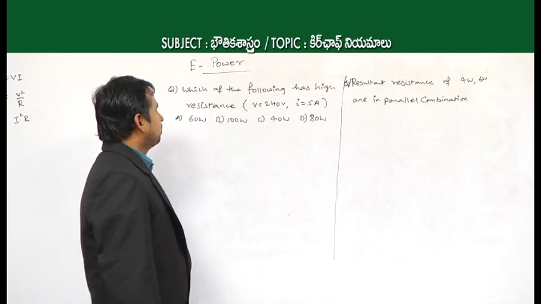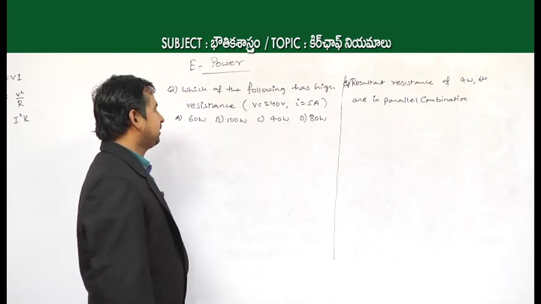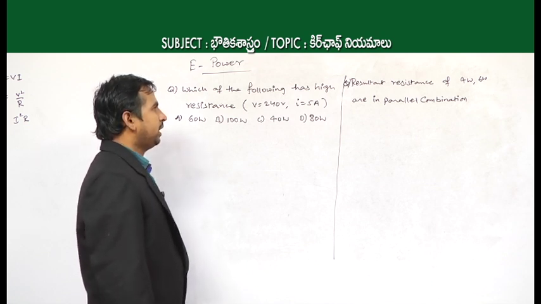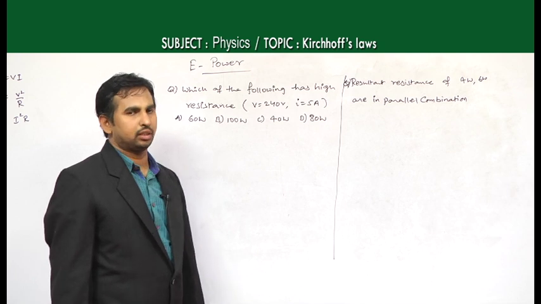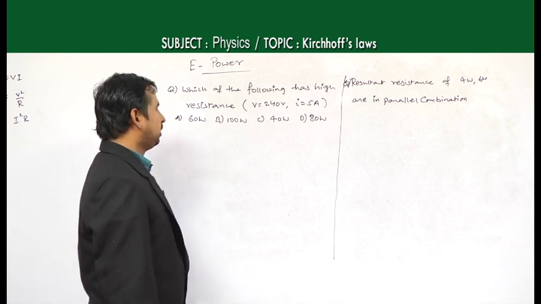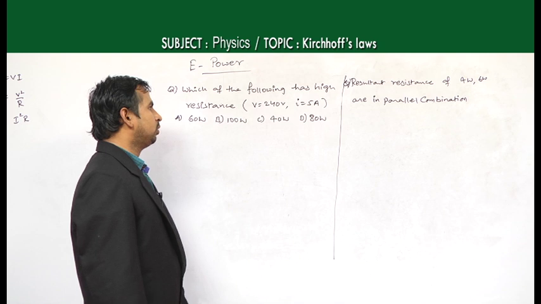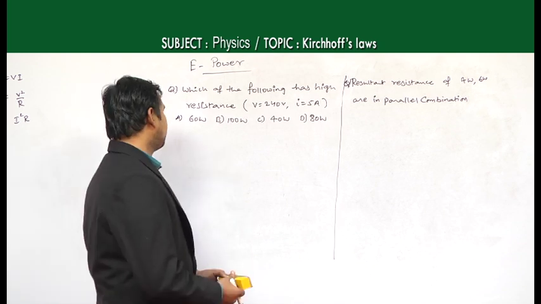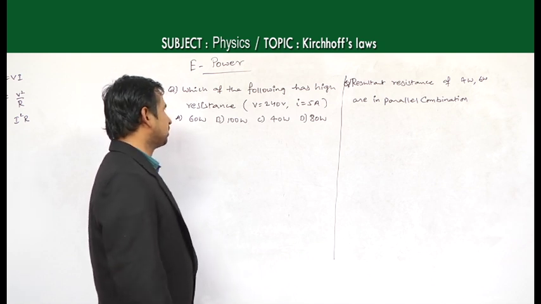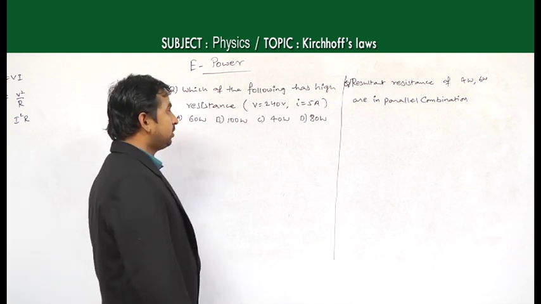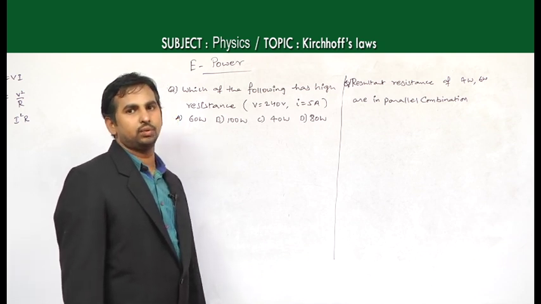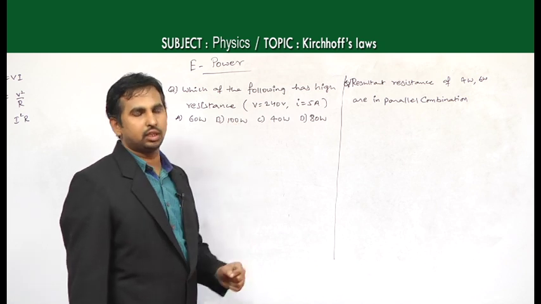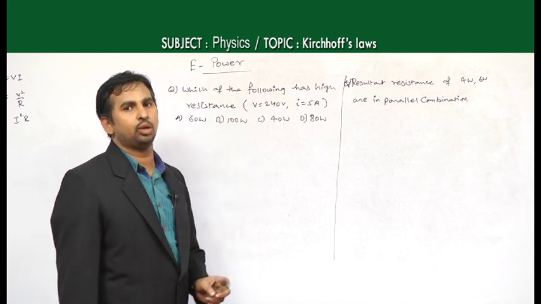The given question is: which of the following has high resistance, when the voltage is equal to 240 volts and I is equal to 5 amperes? The voltage is 240 volts and the current I is 5 amperes. The options given are A 60 watts, B 100 watts, C 40 watts and D 80 watts. Which has high resistance means the resistance value has to be more.